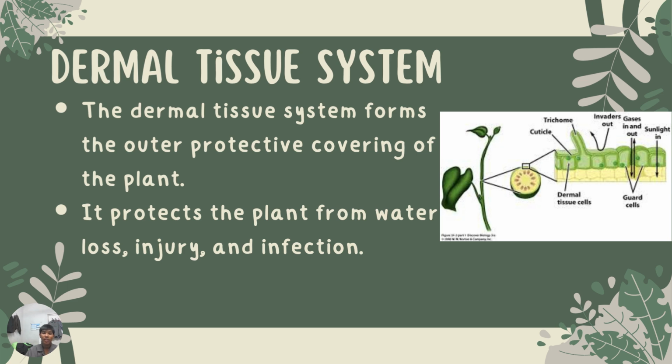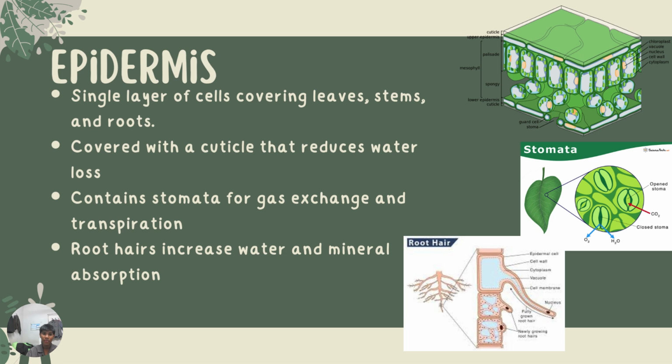The next one we have is the epidermal tissue system. The dermal tissue system forms the outer protective covering of the plant. It protects the plant from water loss, injury, and infection. Epidermis is a single layer of cells covering leaf, stem, and root, coated with a cuticle that reduces water loss. It also contains stomata for transpiration.